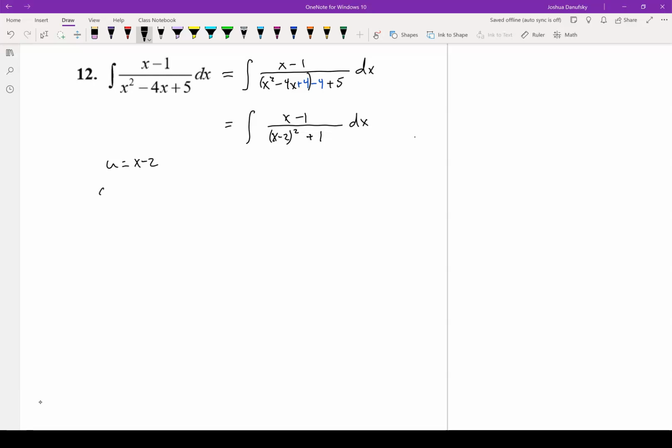Now we can try our u sub. If we let u equal x minus 2, du is equal to dx. And from here we notice that we can get u plus 1 equaling x minus 1 for the numerator. So our integral becomes u plus 1 over u squared plus 1 du. Let's split this up into two integrals.